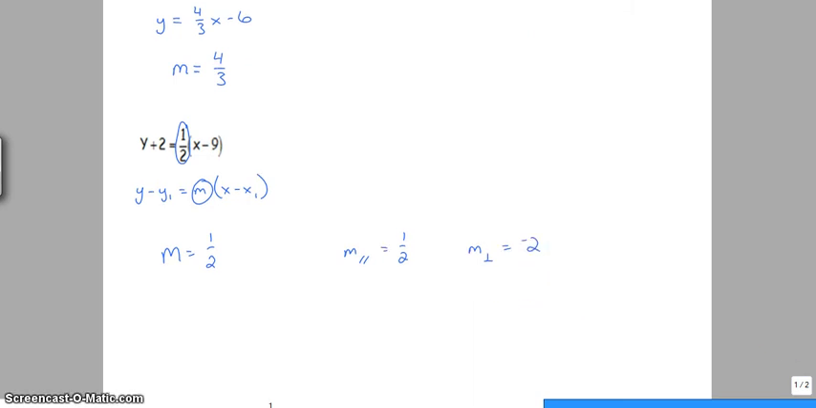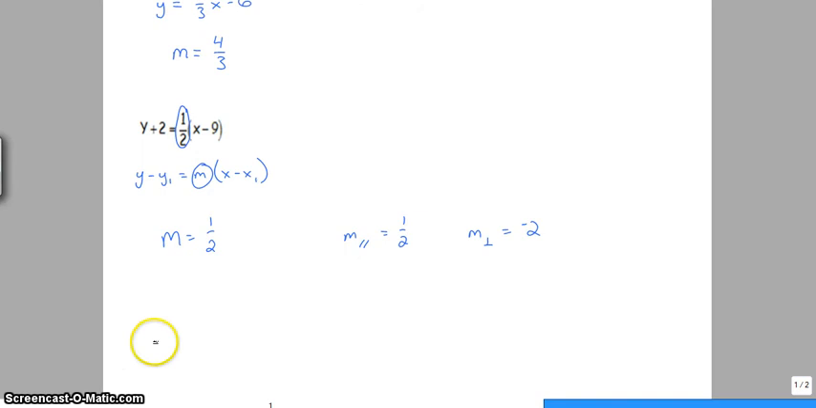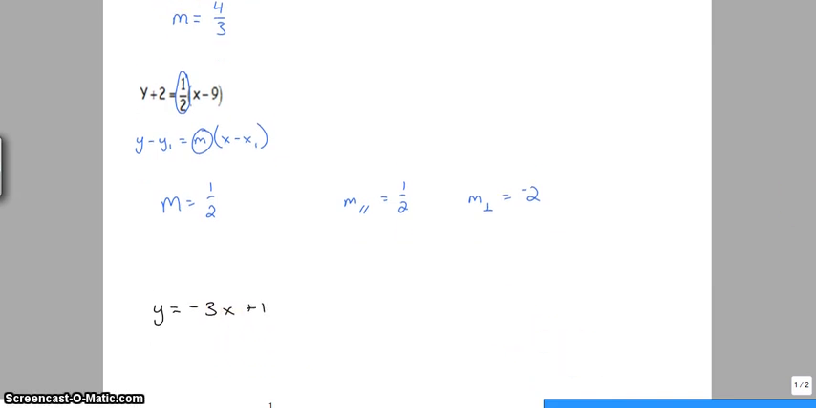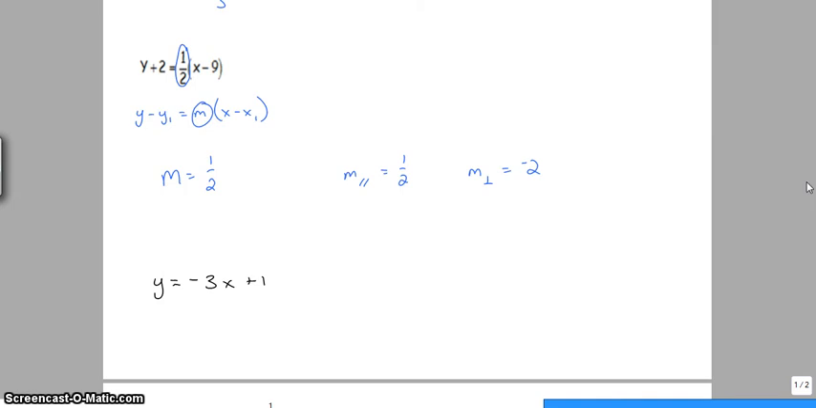Okay, I'm going to do one more example with you because we haven't seen one like this yet. Let's say our equation was y equals -3x plus 1. I want you guys right now, you can hit pause and go ahead and find the slope of this line, the parallel slope, and the perpendicular slope. So go ahead and hit pause, fill those in, and then hit play and check your answers.